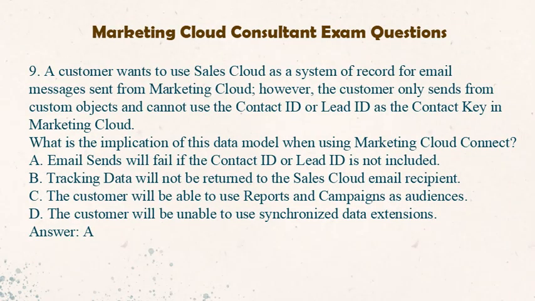9. A customer wants to use Sales Cloud as a system of record for email messages sent from Marketing Cloud. However, the customer only sends from custom objects and cannot use the contact ID or lead ID as the contact key in Marketing Cloud. What is the implication of this data model when using Marketing Cloud Connect? A. Email sends will fail if the contact ID or lead ID is not included. B. Tracking data will not be returned to the Sales Cloud email recipient. C. The customer will be able to use reports and campaigns as audiences. D. The customer will be unable to use synchronized data extensions. Answer: A.